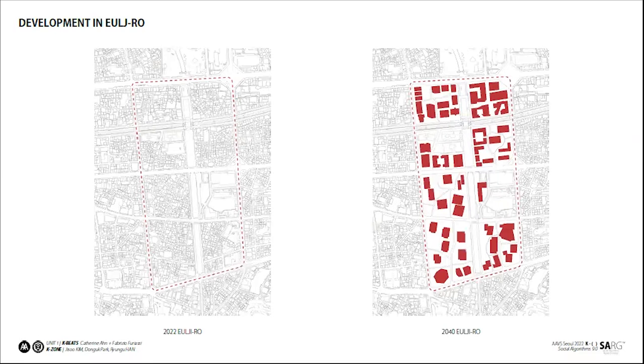On the left is the current map of Uljiro. Uljiro is currently included in the redevelopment project, and the part marked on the map will be created as a residential and commercial complex.